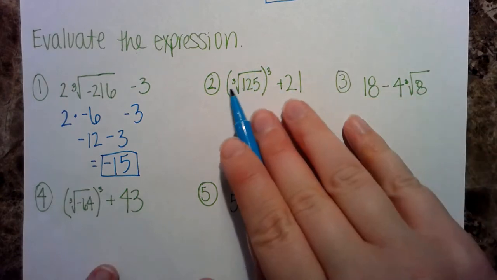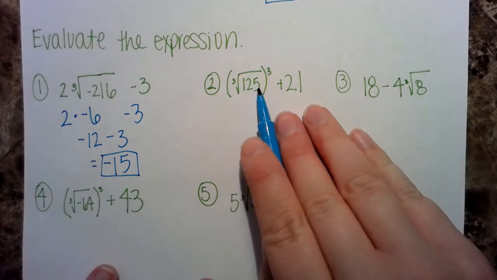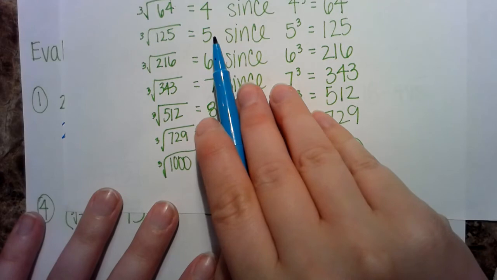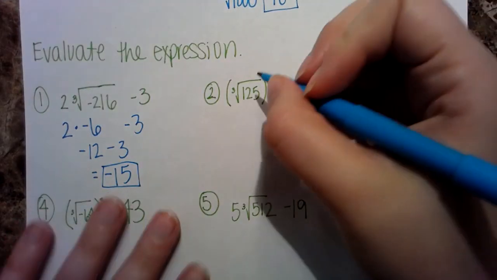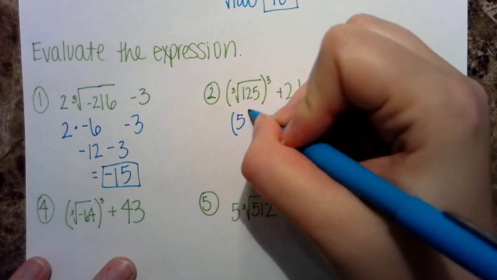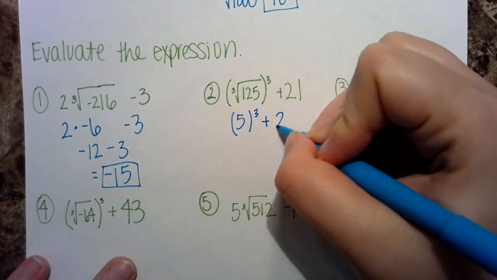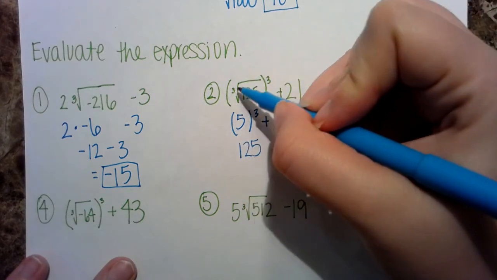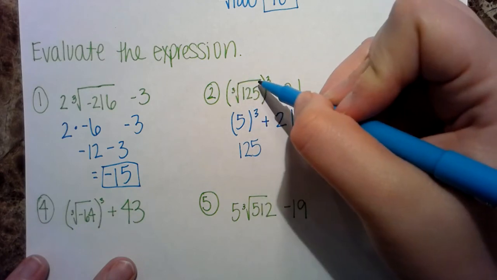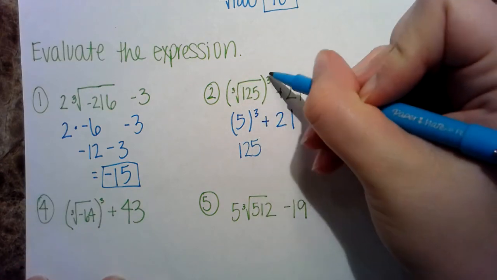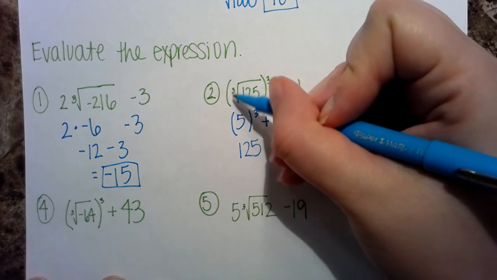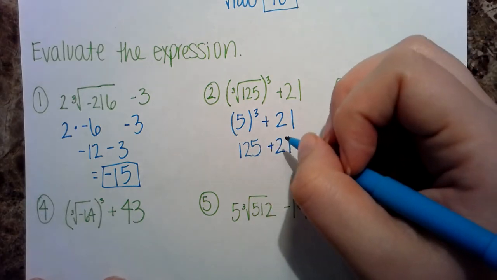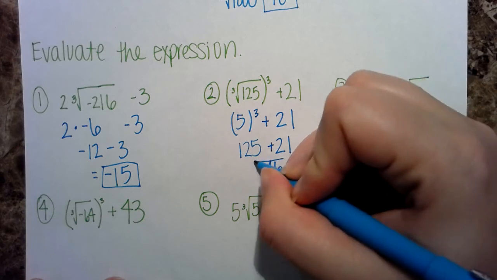Okay. Now, the cube root of 125 is, so let's look at our chart. The cube root of 125 is 5. So this is going to be 5 to the third power plus 21. 5 to the third power is 125. So technically, if you're taking the cube root and you're putting it to the third power, it just kind of cancels the cube root out. So that's why I'm left with 125 plus 21. I'm going to take 125 plus 21, which gives me 146.